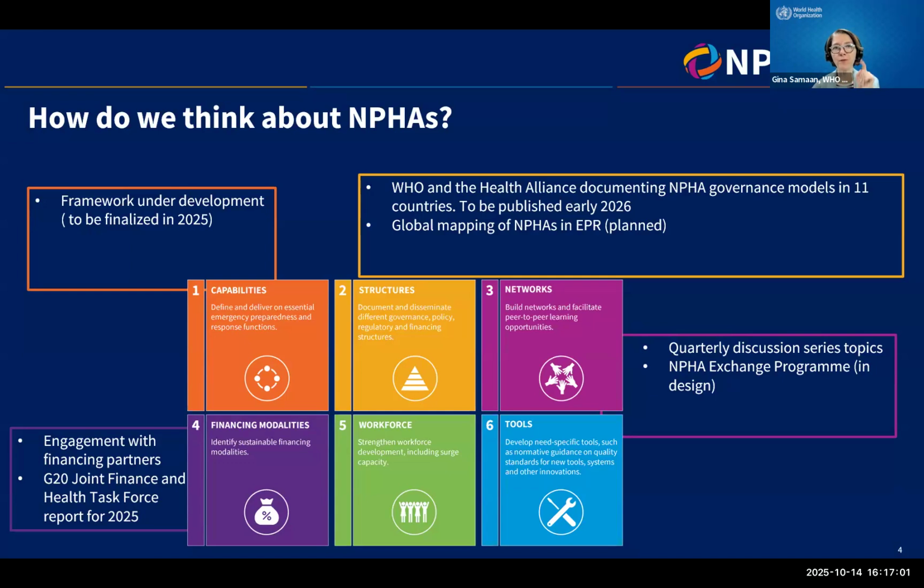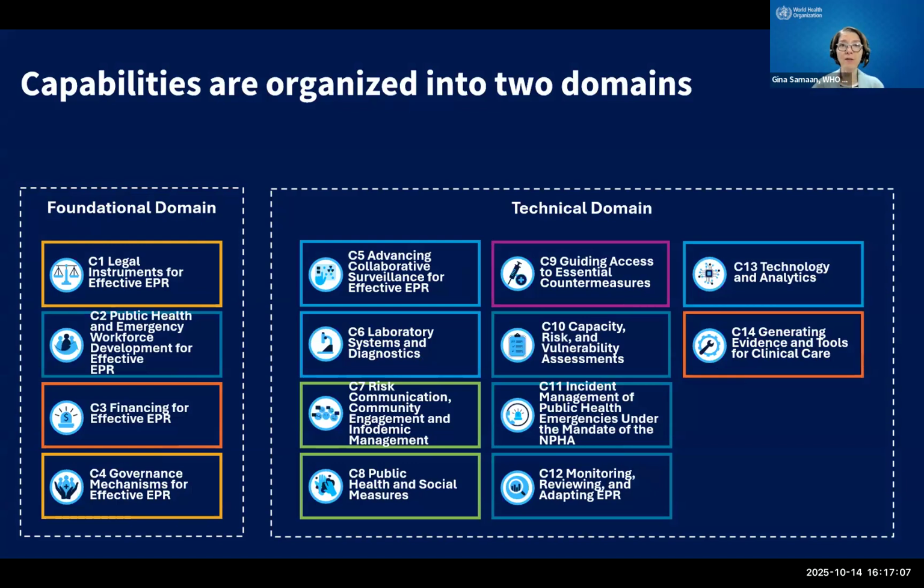functions. I'm going to zoom in for one minute on this number one, the capabilities. And we can think about capabilities again. What do NPHAs do? We can think about them in terms of their foundational capabilities and their technical capabilities. So you can see aspects about legal instruments for effective emergency preparedness and response, EPR. You can see around workforce strengthening and development. There are pieces around financing, governance. These are foundational. The other pieces around technical, such as surveillance, such as laboratory systems and diagnostics, such as public health and social measures. And as you can see, the list goes on.